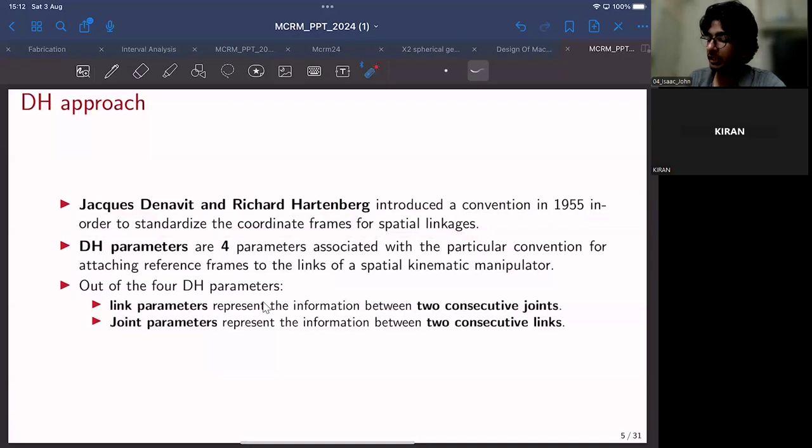So this convention is basically named after these two scientists, Denavit and Hartenberg. We call them Denavit and Hartenberg parameters, or DH parameters in short. So instead of 6 parameters, we only require 4 parameters, associated with a particular convention for attaching the reference frames.